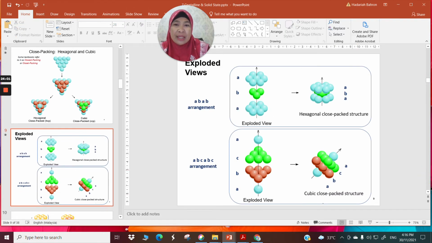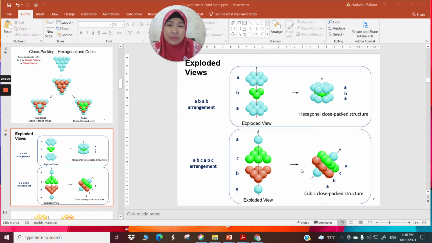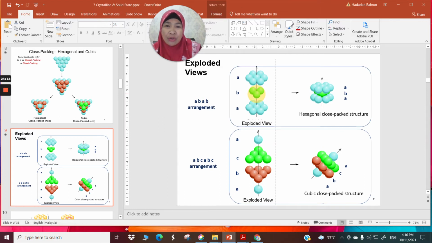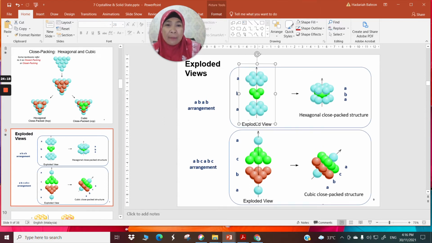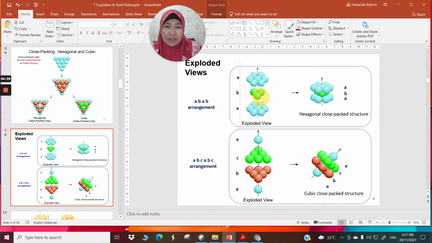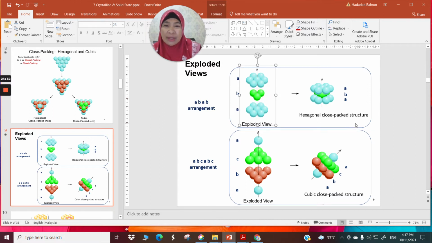So let me show you that in an exploded view. To get your hexagonal close pack, you are putting one layer A, the second layer not the same as your first layer, so you call it B, but the third layer is the same as your first layer, so you call it A. So it is A, B situation, and it's going to give you hexagonal close pack structure. You can imagine it is very, very close, mampat, rapat. So A, B, A, B.